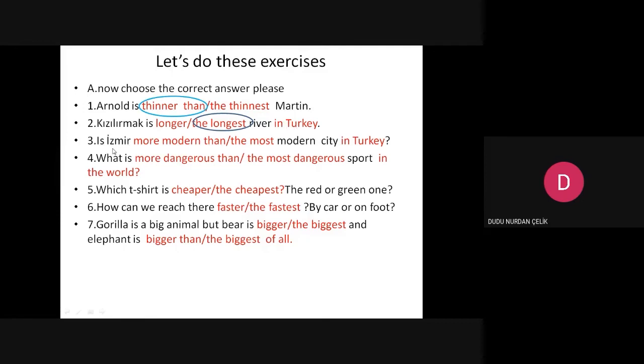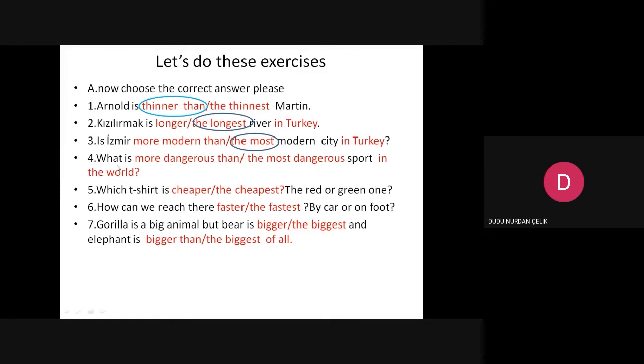Here is a question. Is İzmir more modern than or the most modern city in Turkey? As I said, at the end of the sentence, in Turkey, we are comparing all of the cities in Turkey and talking about İzmir. We choose modern. So we say, is İzmir the most modern city in Turkey?